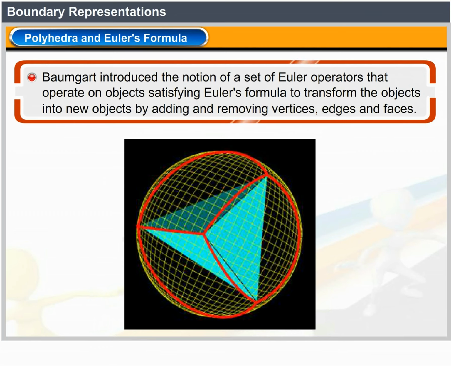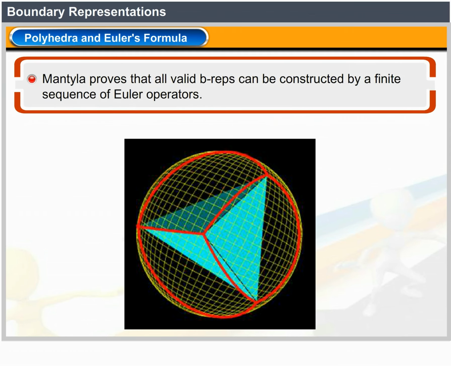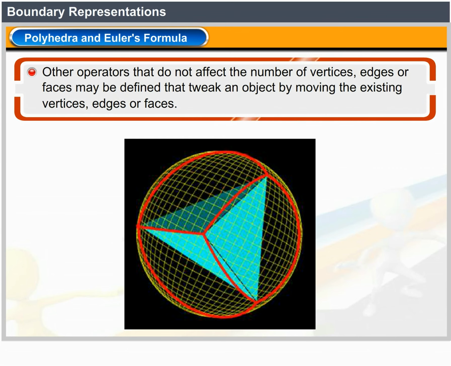Baumgart introduced the notion of a set of Euler operators that operate on an object satisfying Euler's formula to transform the objects into new objects by adding and removing vertices, edges, and faces. Mäntylä proves that all valid B-reps can be constructed by a finite sequence of Euler operators. Other operators that do not affect the number of vertices, edges, or faces may be defined that tweak an object by moving the existing vertices.